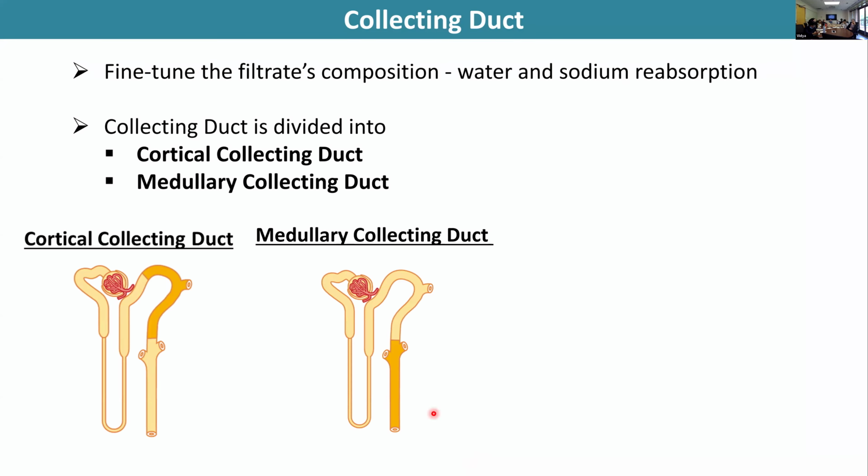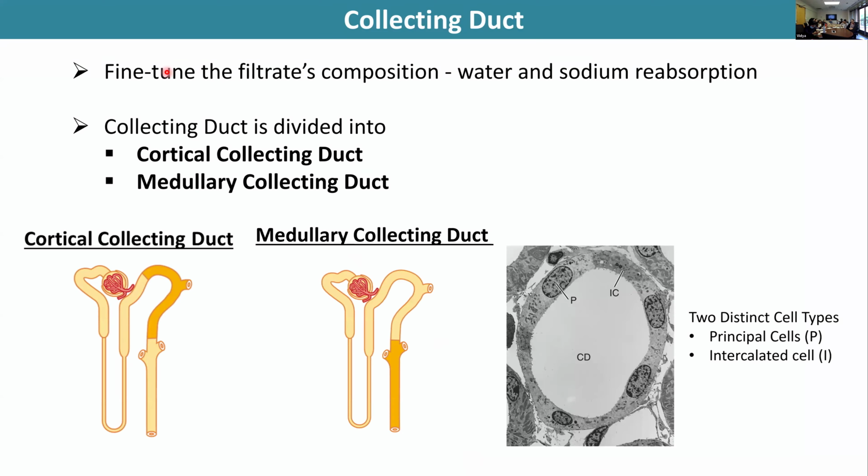So the last part where the filtrate goes for further concentration is the collecting duct. And here again, some amount of water and sodium are reabsorbed. Based on where they are present, if they are in the cortex, it is called the cortical collecting duct, and if it is in the medulla, it is called the medullary collecting duct. The cortical collecting duct has two different types of cells, the principal cells and the intercalated cells.